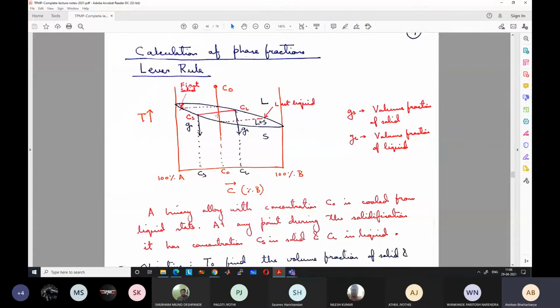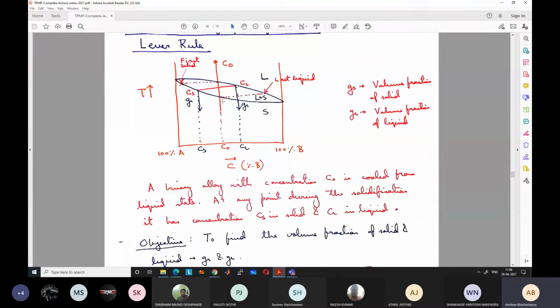It's a very slow process so that there is sufficient time for diffusion to occur, so that the concentration in the solid can change. And based on this, we had shown that, for example, if we want to calculate the volume fraction of solid, Gs, it is equal to the length of the other side, so Cl minus C0, divided by the total length of the lever, Cl minus Cs.